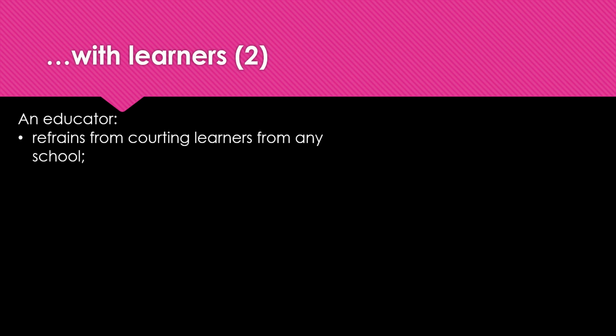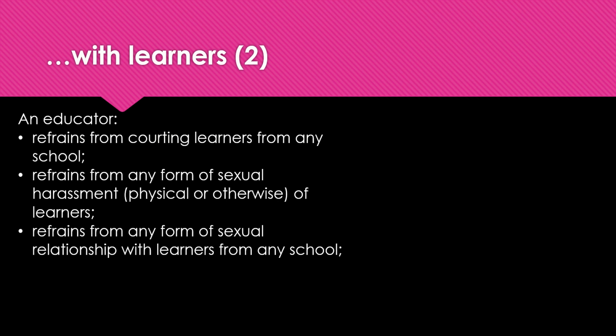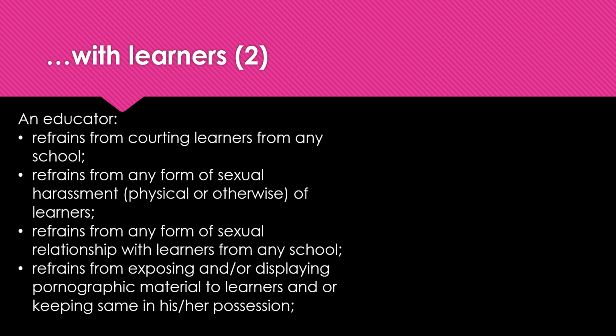Now let's look at the second chunk of this part of the code that relates to learners. It says: An educator refrains from courting learners from any school, refrains from any form of sexual harassment, physical or otherwise, refrains from exposing and or displaying any form of pornographic material to learners and or keeping the same in his or her possession, and refrains from any form of sexual relationship with learners from any school.